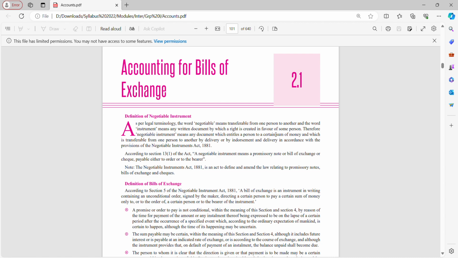The Negotiable Instrument Act 1881 is an act to define and amend the law relating to promissory notes, bills of exchange, and checks. What is the Negotiable Instrument Act? It is an act which defines different instruments, with the help of which we are making payment.